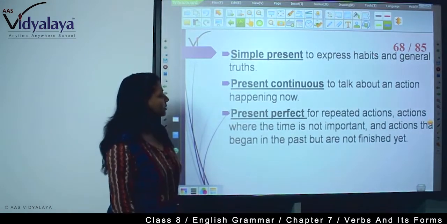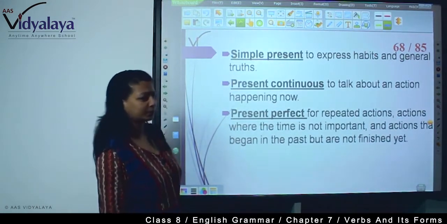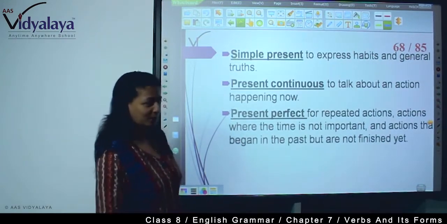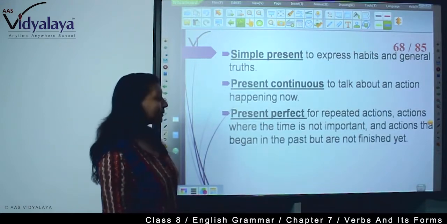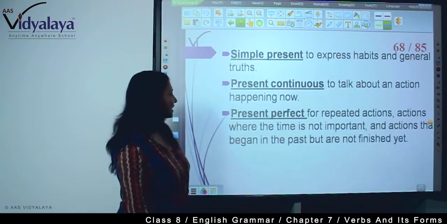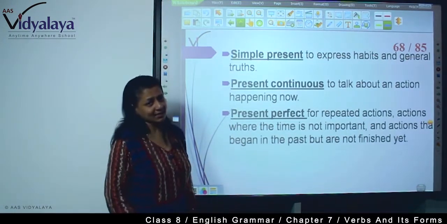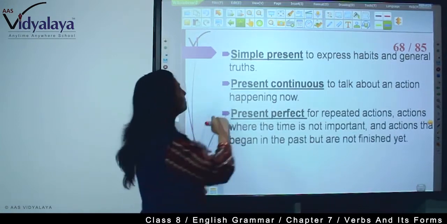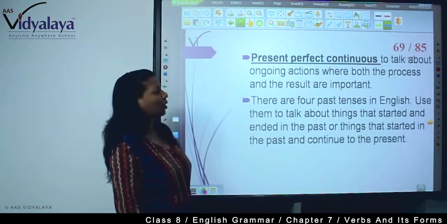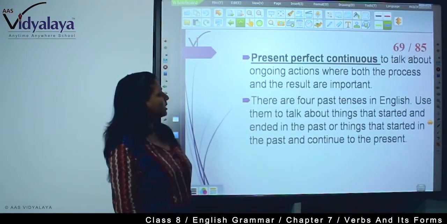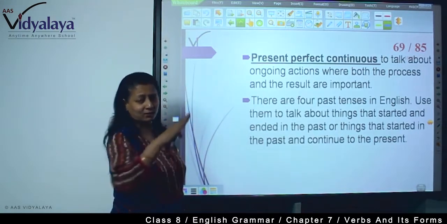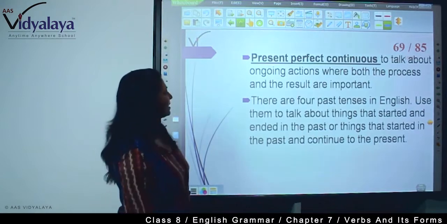Present continuous to talk about an action happening now. Happening now. I am teaching, you are learning. These are happening now. Present perfect for repeated actions where the time is not important, and actions that begin in the past but are not finished yet. So we use present perfect. Now present perfect continuous to talk about ongoing actions where both the process and the result are important. Ongoing, it started earlier and now it is still going on.